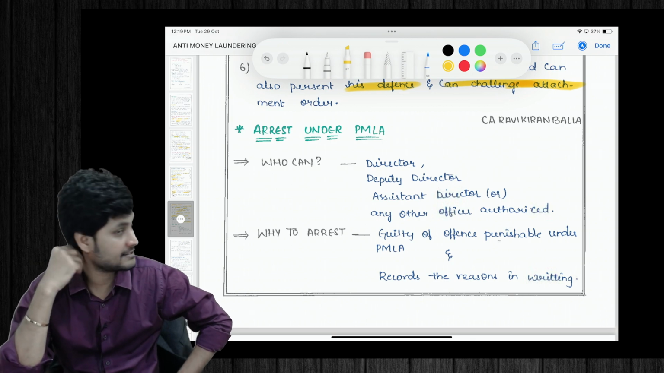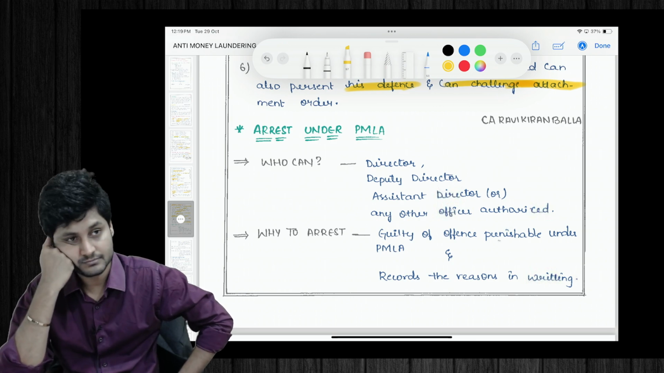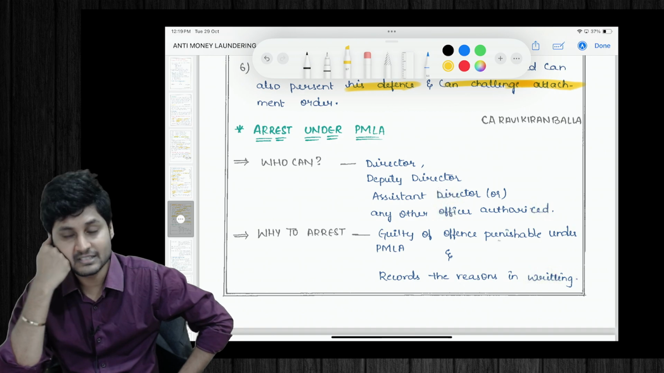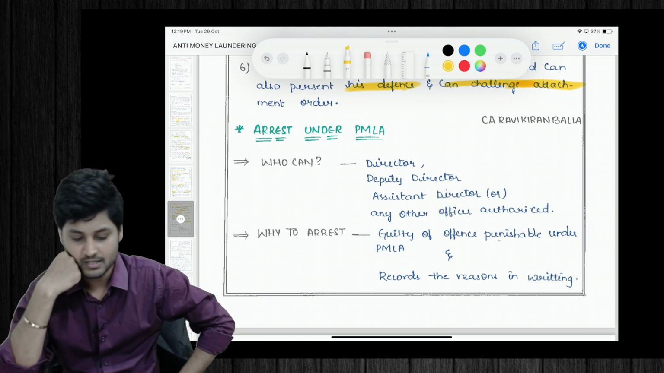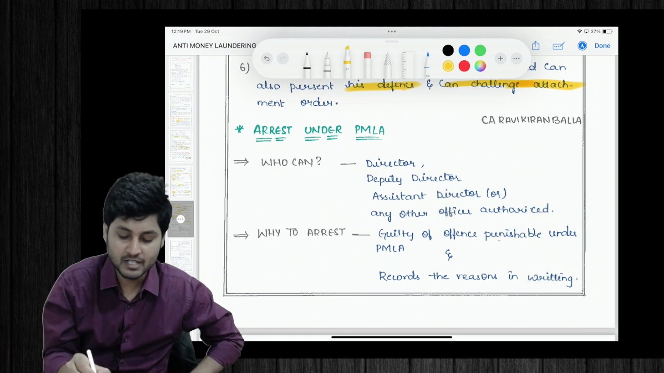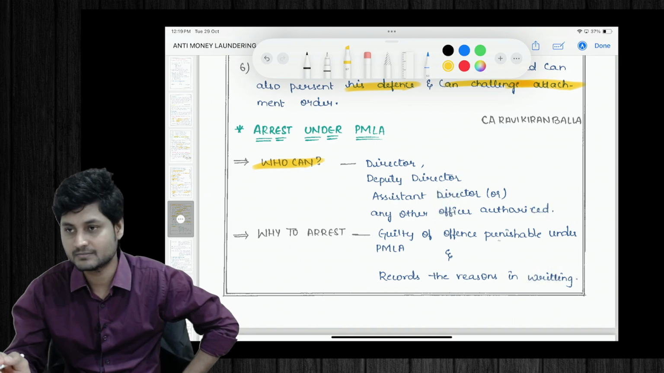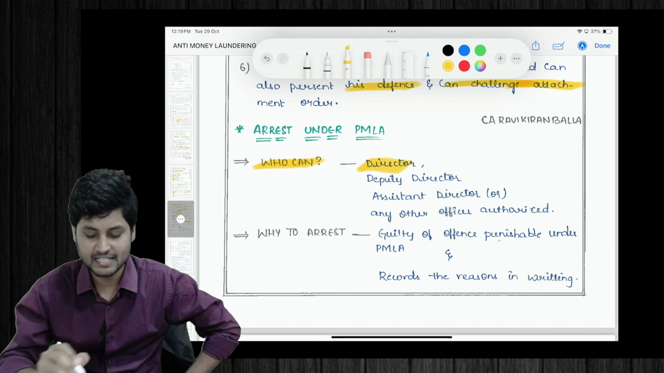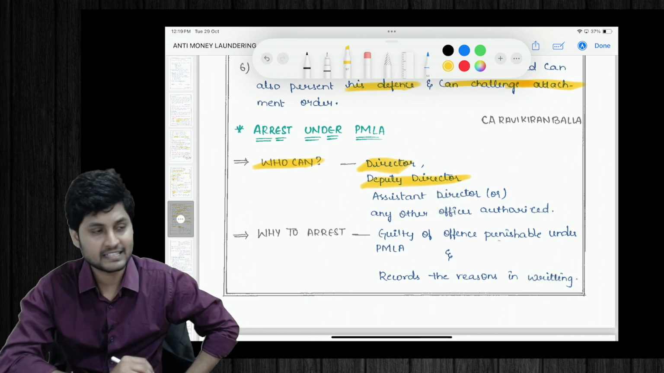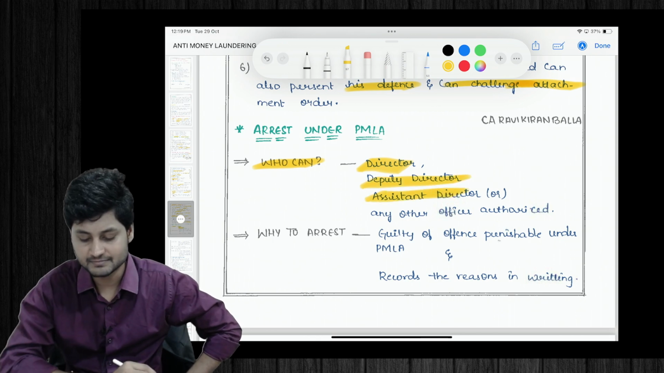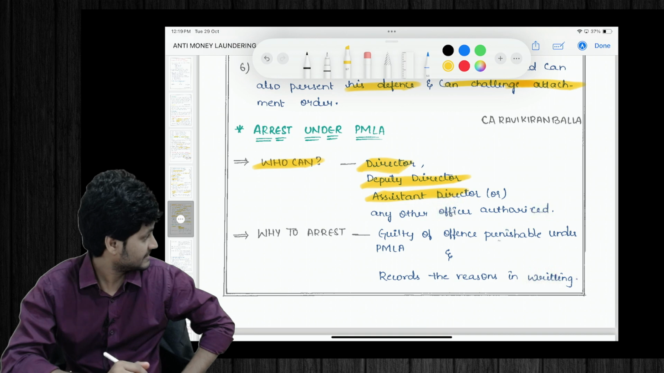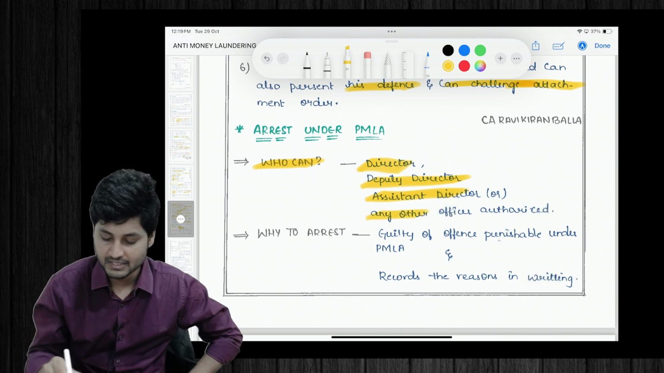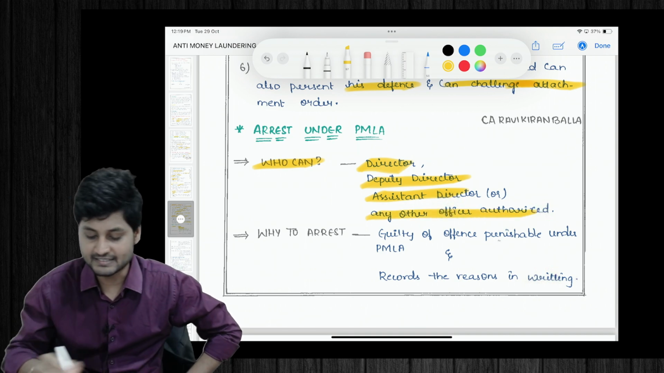PMLA లో arrest can also be done. Arrest, because it is all because of crime only, right? So you can also be arrested. Now who has that power to arrest? Who can arrest? First one, director, deputy director, assistant director, AD అని పిలుస్తారు, assistant director, తర్వాత any other officer authorized.